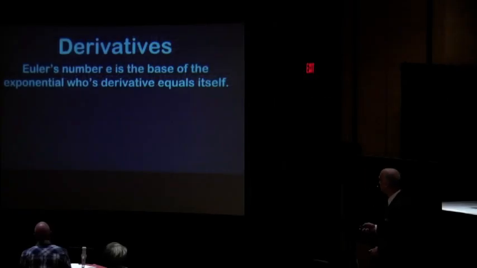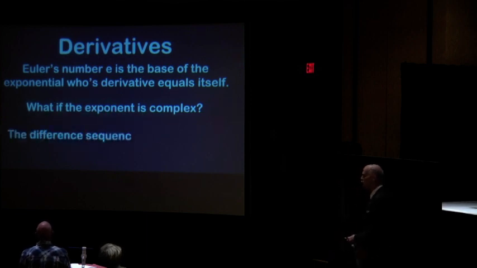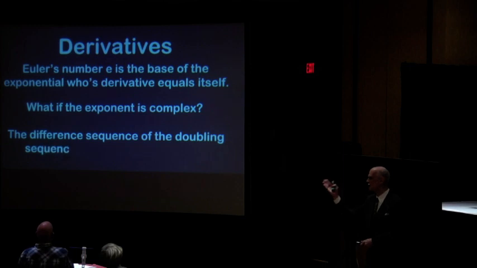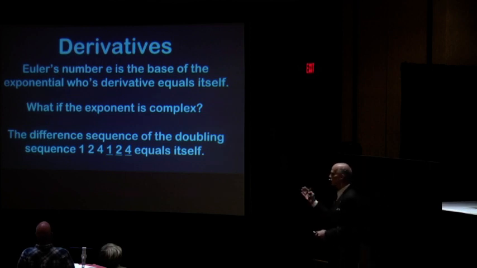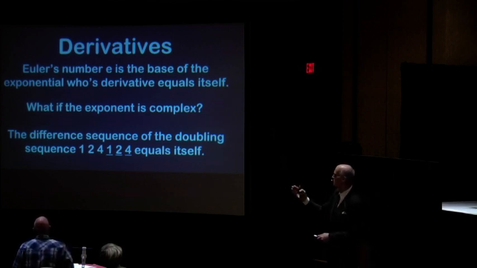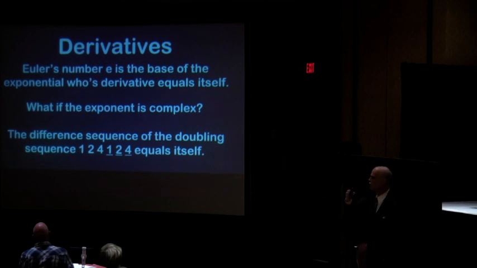Now, my question to you: what if the exponent is complex? We've been talking about complex exponents. What does that mean in this context? Well, here we go. We're talking about a sequence of numbers, not a continuum of numbers. So when we're talking about a sequence of numbers, a derivative is the change between two numbers. It's the difference between numbers, right? Everybody understand? A difference in a sequence is the same as a derivative on a continuum.